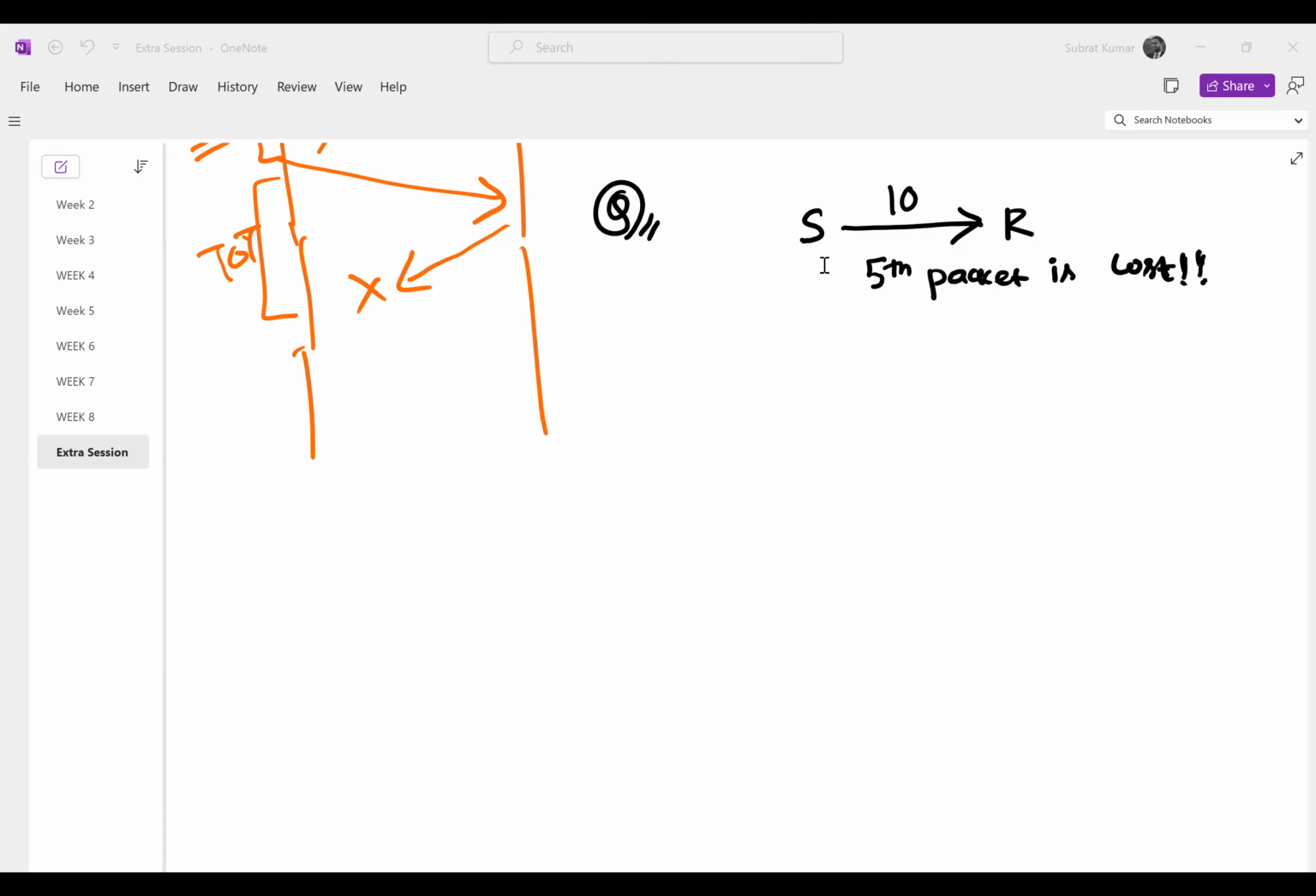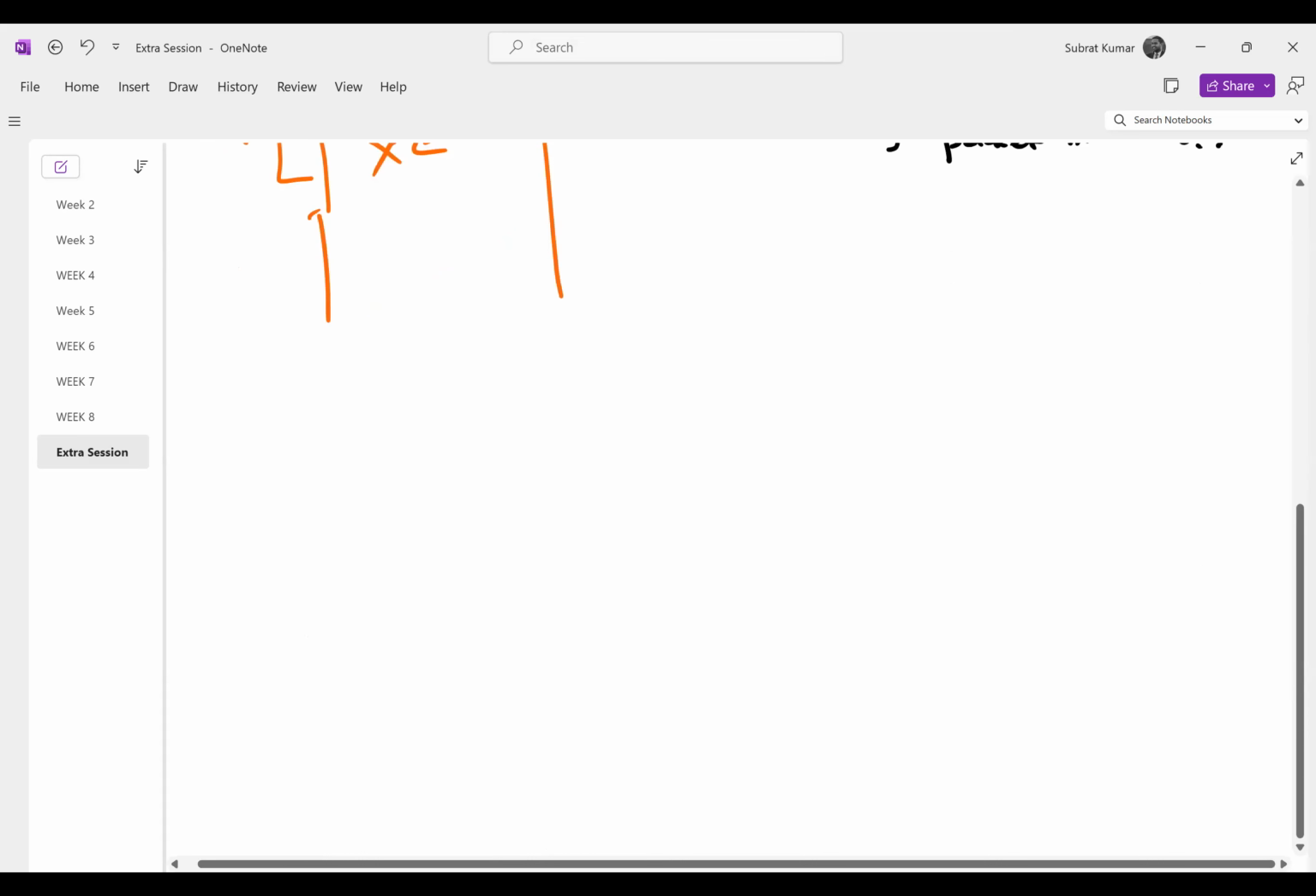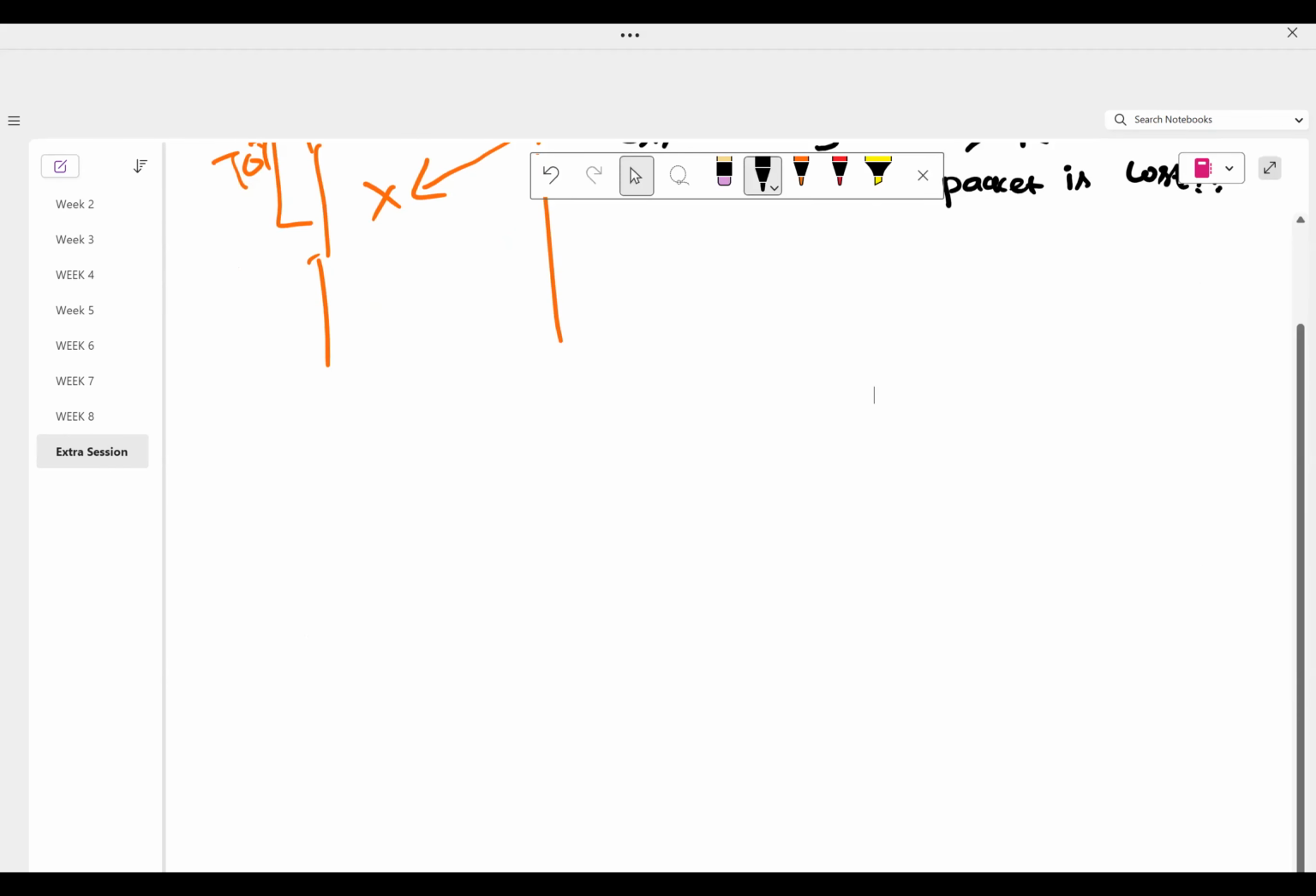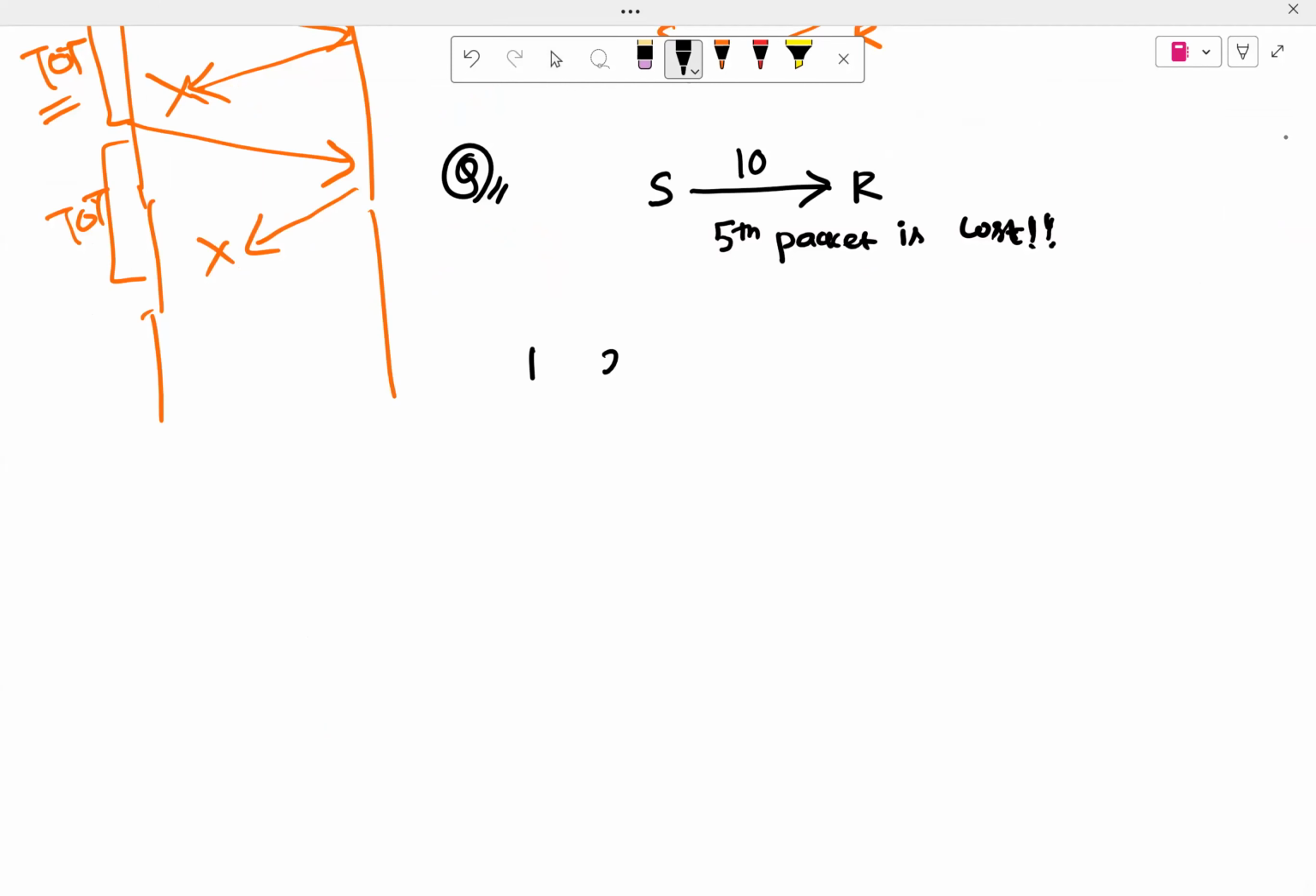So I'll solve the first part, so that you will get an idea. We're sending 10 packets. The first packet will go as it is. Then the second packet, third packet, fourth packet, fifth packet, and the fifth packet will be lost. So the sender will wait for some time till it receives the acknowledgement for the fifth packet, because as long as we don't have the acknowledgement for any packet, we cannot send the next packet. So it will wait for the acknowledgement.